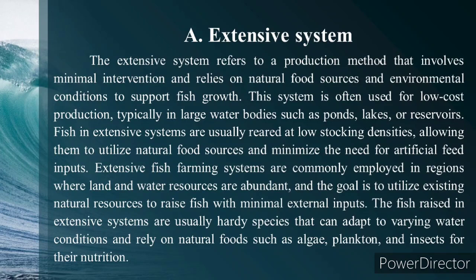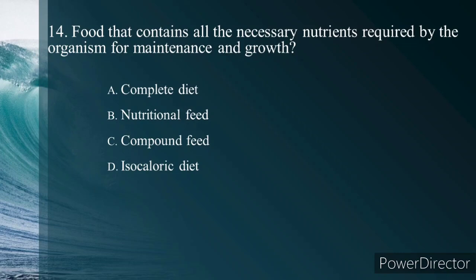Number 14. Food that contains all the necessary nutrients required by the organism for maintenance and growth? A. Complete diet. B. Nutritional feed. C. Compound feed. D. Isocaloric diet. 1, 2, 3. The answer is A.